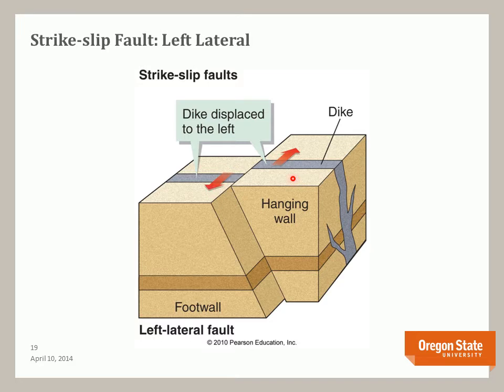Now if I ran across here and turned around and looked back at the hanging wall, it would be the same thing. So this marker moved left relative to that. That's why they call this a left lateral fault, strike-slip fault.